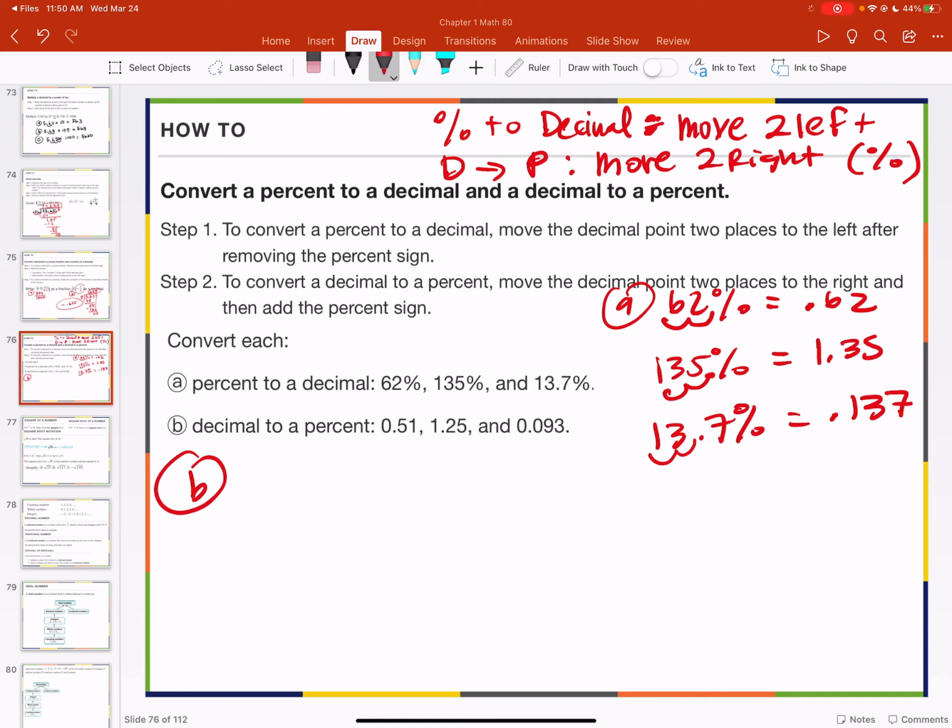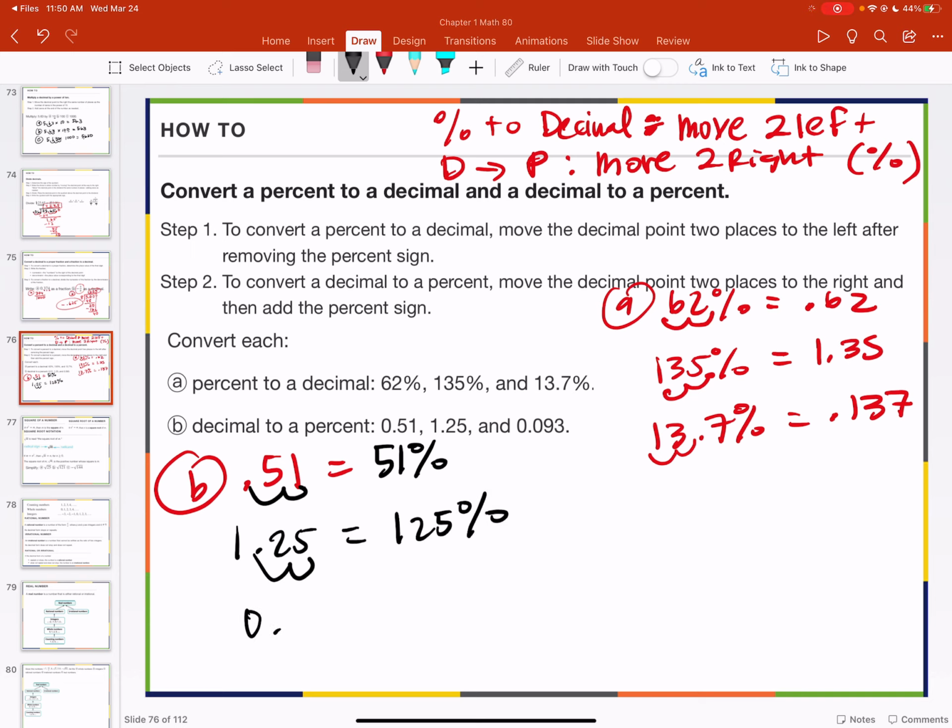Okay, so now let's go from decimal to percent. If you have 0.51, we go 2 spaces to the right. So this is 51%. Okay. If you have 1.25, changing it to a percent, move 2 spaces to the right, 125%. And then finally 0.093, we move 2 spaces to the right. That's equivalent to 9.3%. Okay.